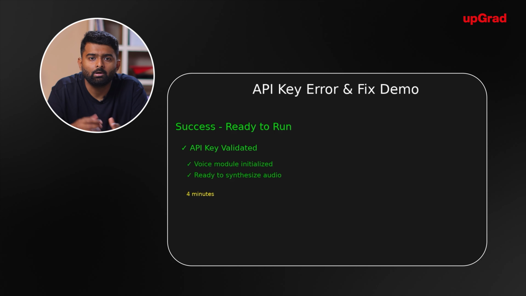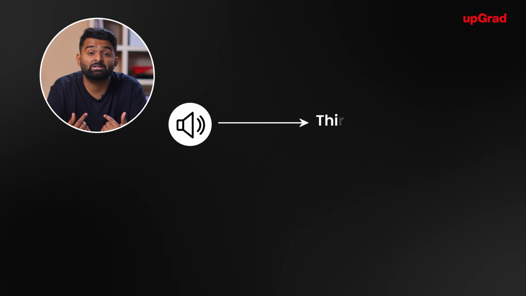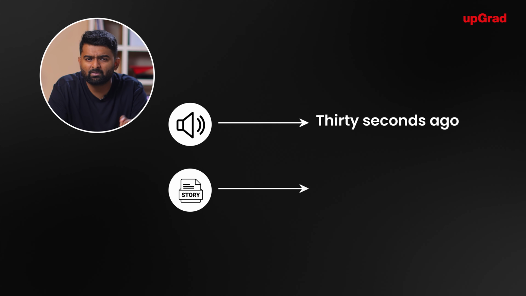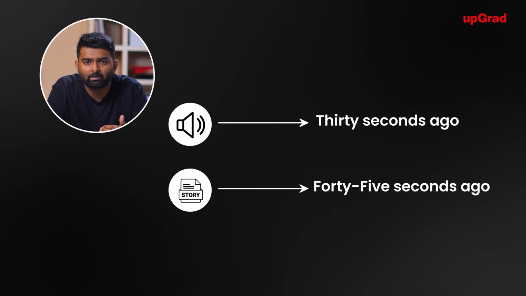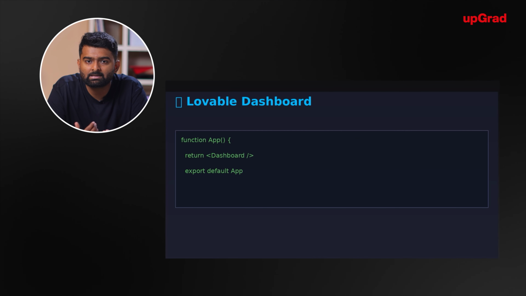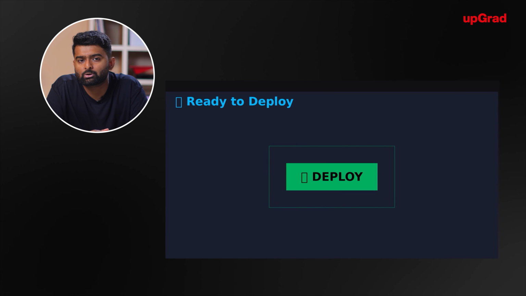Tap the figure. The voice in your speakers right now was generated 30 seconds ago. A story that was generated 45 seconds ago in an app that did not exist 73 minutes ago. Story, voice, app, deployment, all real. Deploy. Lovable handles this with one button. The app is now live at a real Uniform Resource Locator.